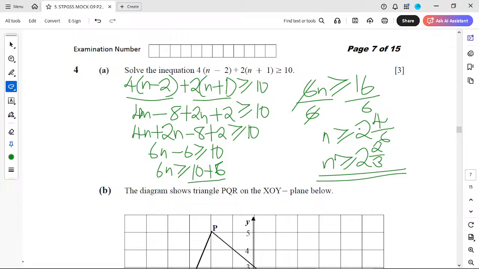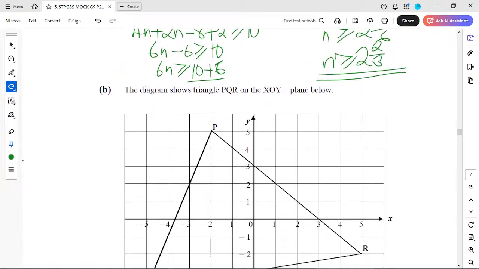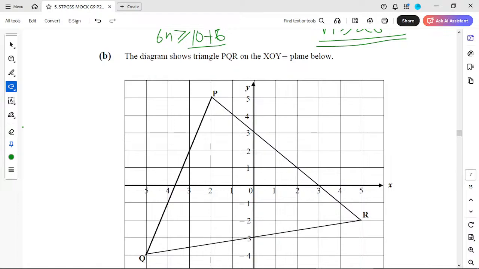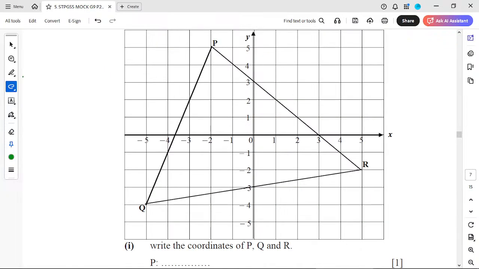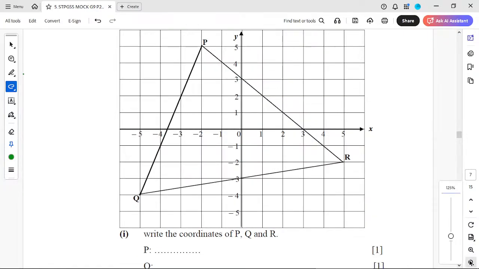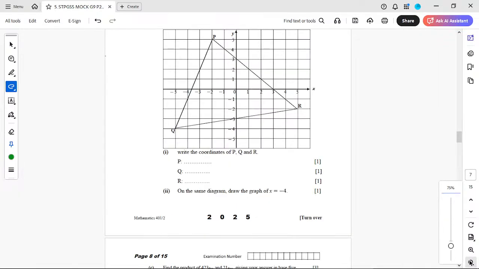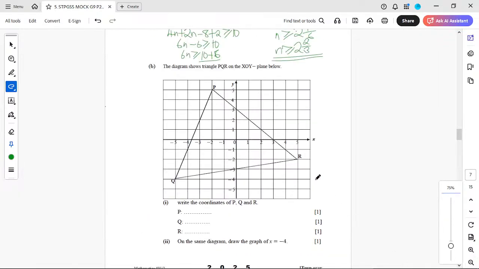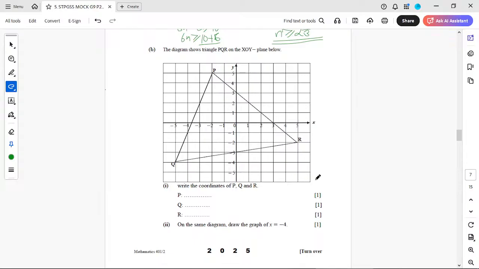Okay, so now once we have done that, we can go to the next question, which is question 4b. Question 4: the diagram shows triangle PQR on the XOY plane below. So what we can do is take time and start the XOY plane. Let me just reduce the size. I hope it's clear with you as you are watching.